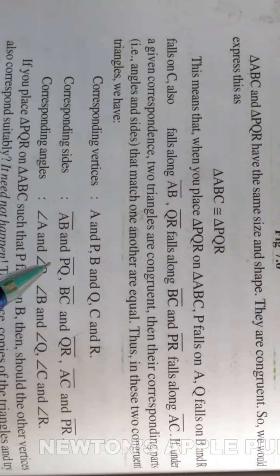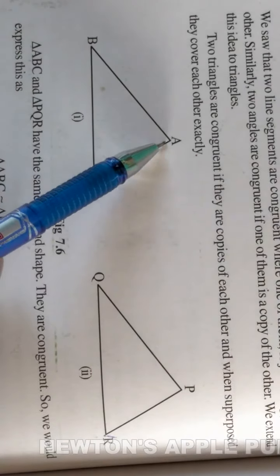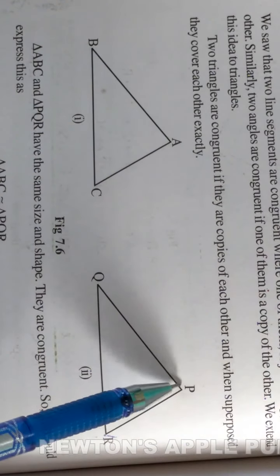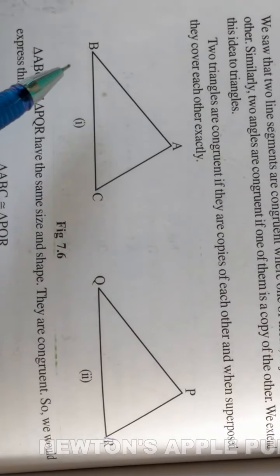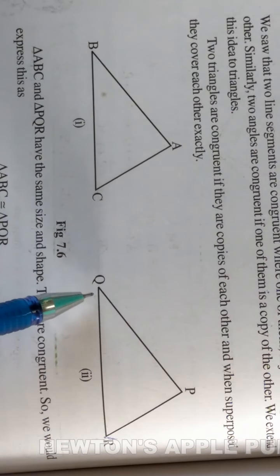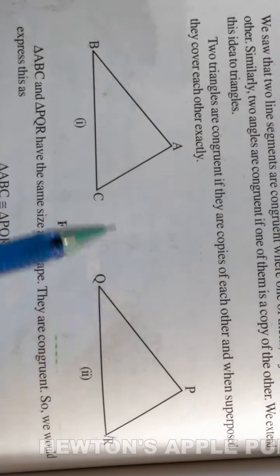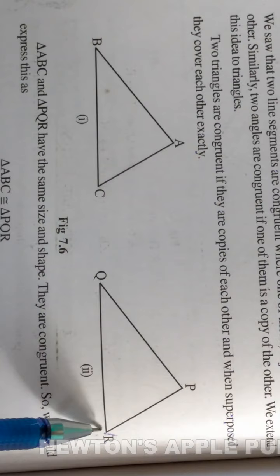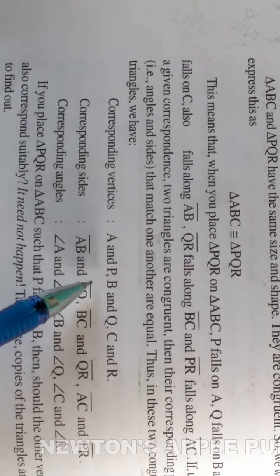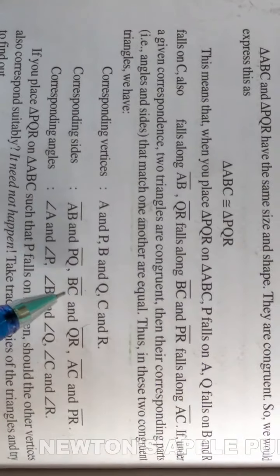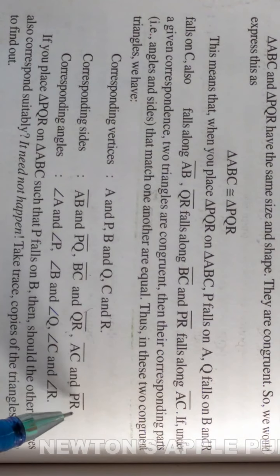Next see the corresponding sides. Which are the corresponding sides? AB is corresponding to PQ. Next BC is corresponding to the side QR. Next AC is corresponding to the side PR. So corresponding sides are AB and PQ, which is a line segment, next BC and QR, next AC and PR.